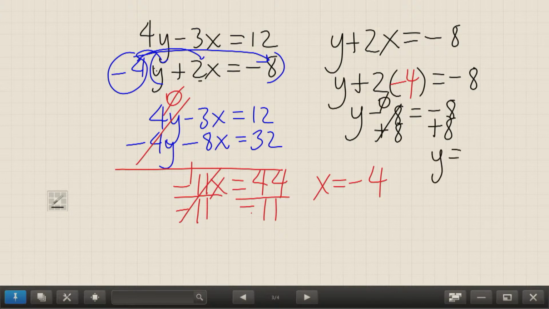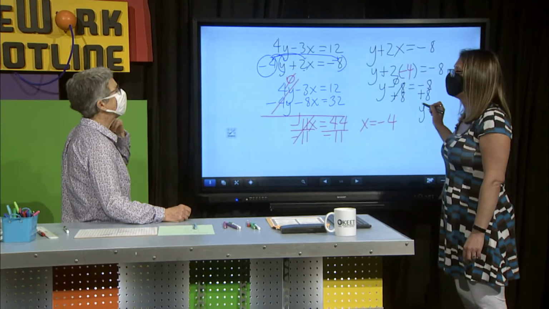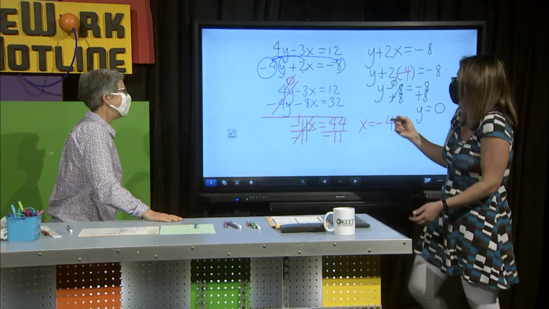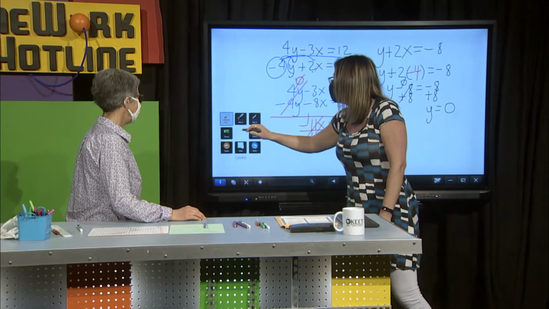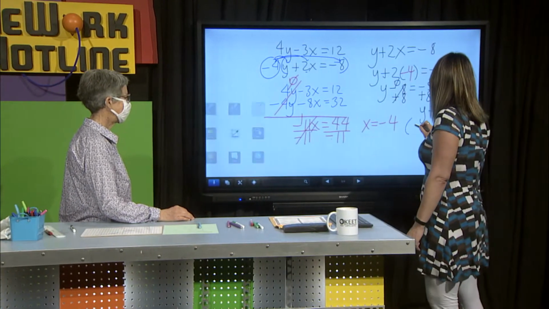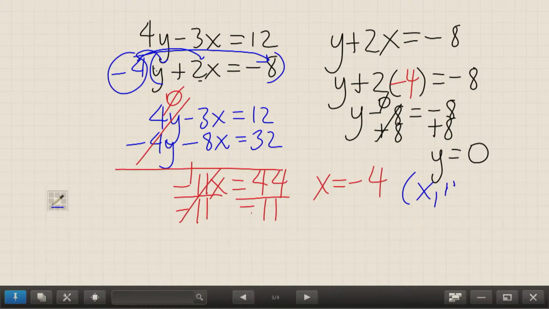Y equals negative 8 plus 8, which is 0. Adding 0, it's fine. It doesn't matter. It's all good. So my answer is x, y, which is negative 4, 0.